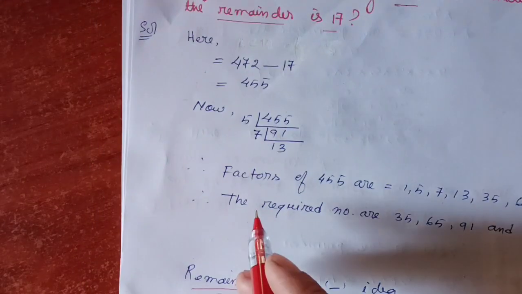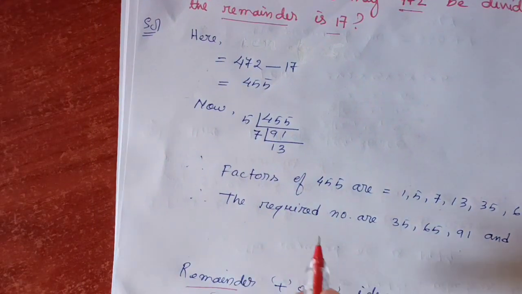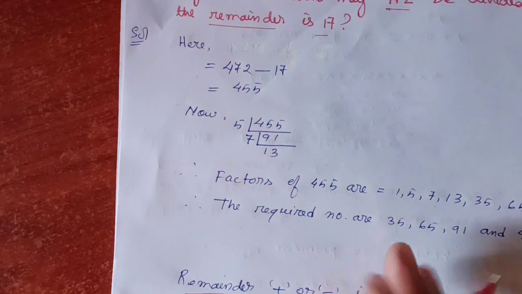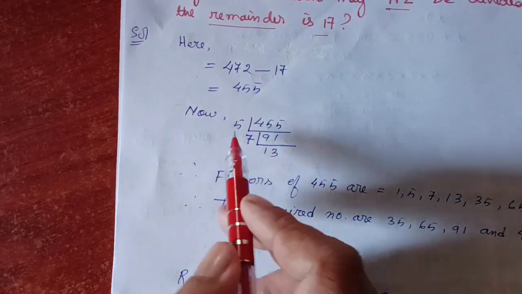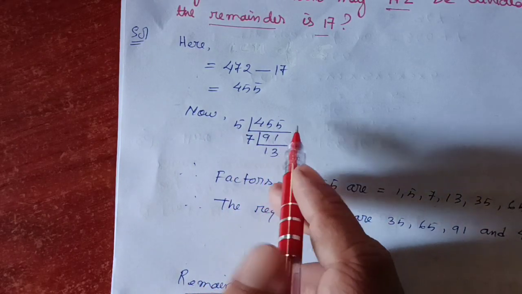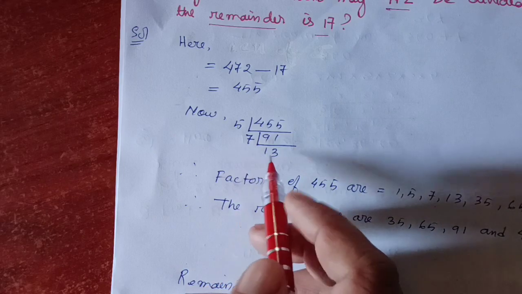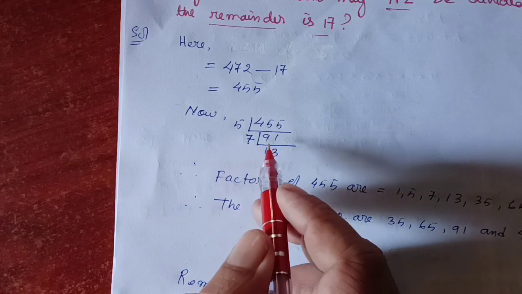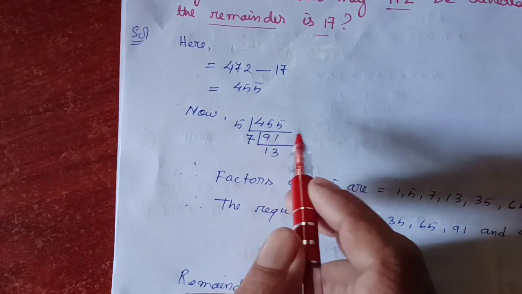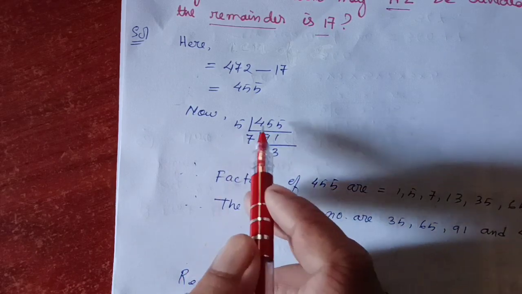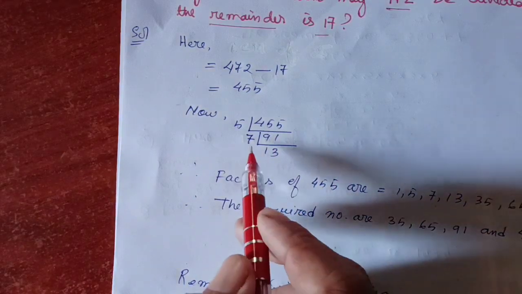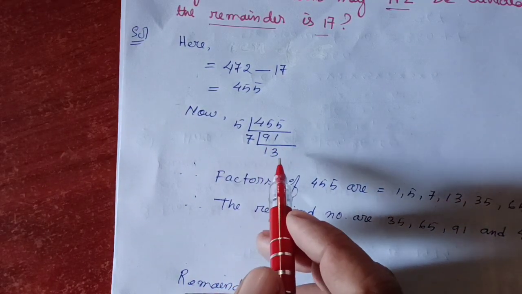So the next step is that we should do prime factorization. We should take prime factorization of 455. 455 is 5 times 91. Next, 91 is 7 times 13. You check yourself. So this is the prime factorization of 455.